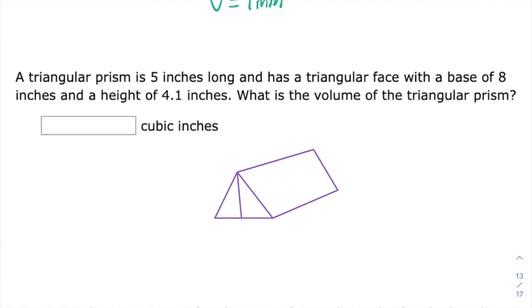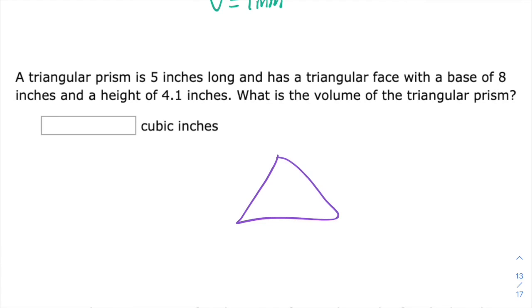There's my triangular prism. Triangular prism is 5 inches long. Okay, well, you know what? Not really drawn to scale. Let me draw it a little bit larger then. Maybe this will be easier. There we go.